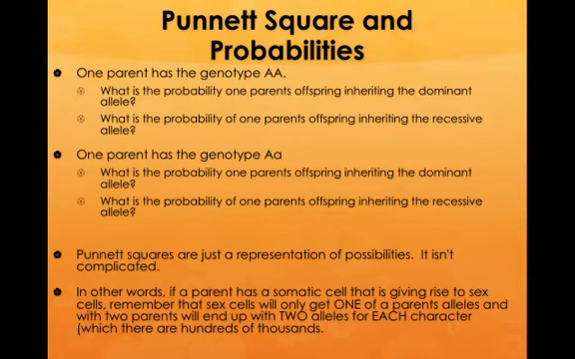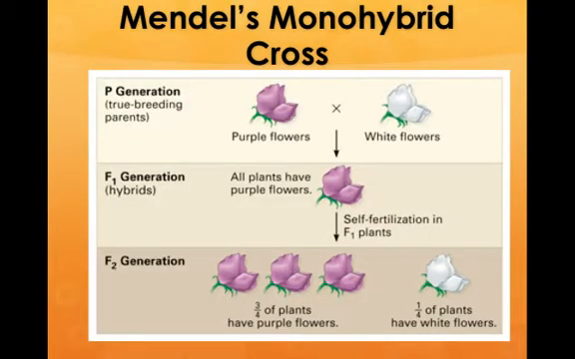Second part, one parent has the genotype big A, little a. What is the probability of one parent's offspring inheriting the dominant allele? Second, what is the probability of one parent's offspring inheriting the recessive allele? For part A, if you said the probability is 50%, you would be correct. If for part B you said 50%, you would also be correct. Cool, let's move on a little bit more.